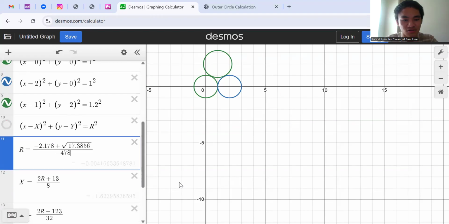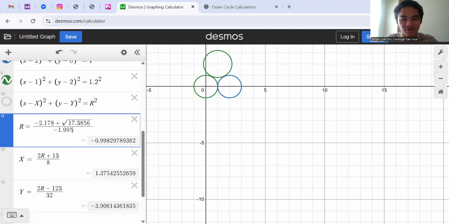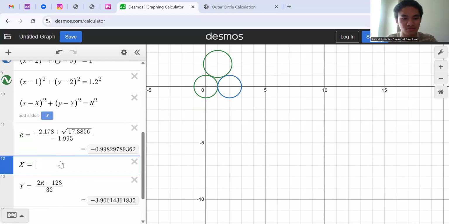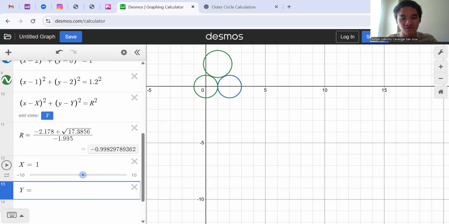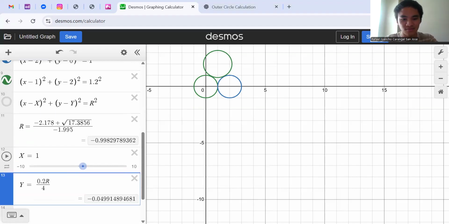1.995. Oh, there we go. Then for my X, surprisingly, X here is 1. And then my Y here is something else. So my Y is 0.2 R, and I divide that by 4. And then I add in my numerator 7.12.